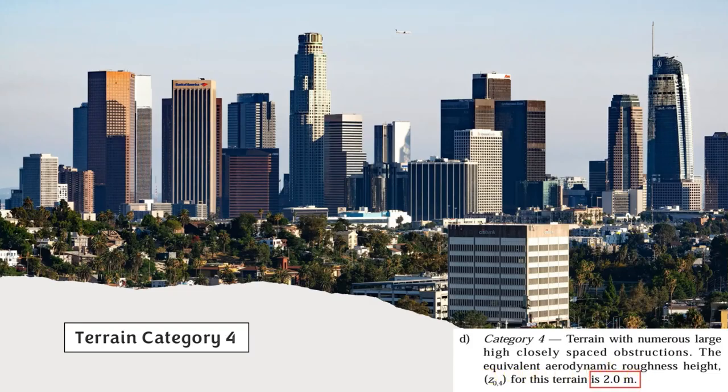So this aerodynamic roughness is different for all the categories. For category 1 it is 0.002 meter, for category 2 it is 0.02 meter, for category 3 it is 0.2 meter, and for category 4 it is 2 meter.